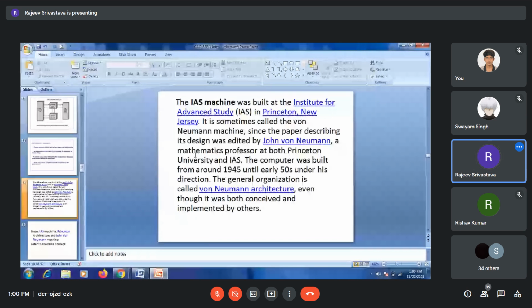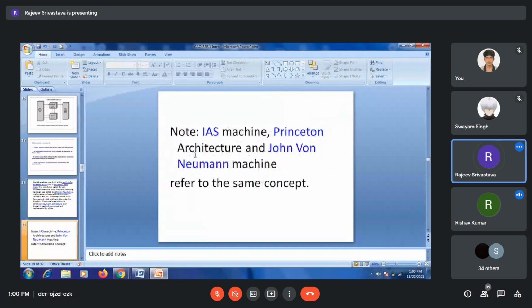This is a beautiful tribute; lines are written here just to pay respect. You can appreciate this fellow John von Neumann, and what a great achievement it was. So all these machines which we have seen here, the IAS machine, Princeton architecture, John von Neumann machine, refer to the same concept. That is the computer system which shares program and data memory.